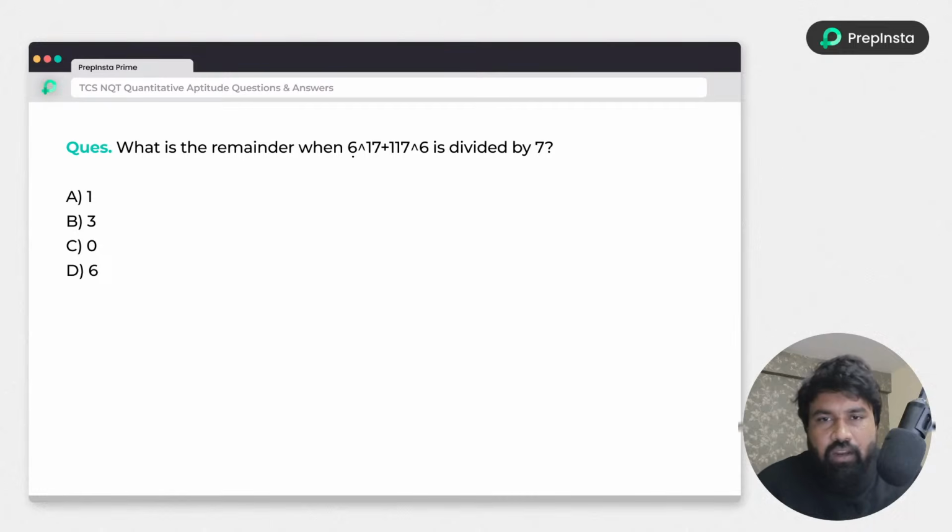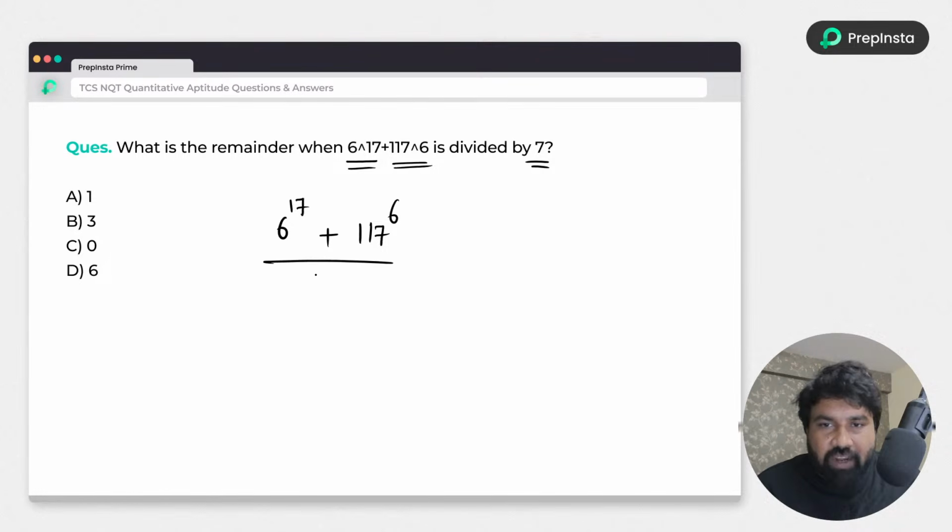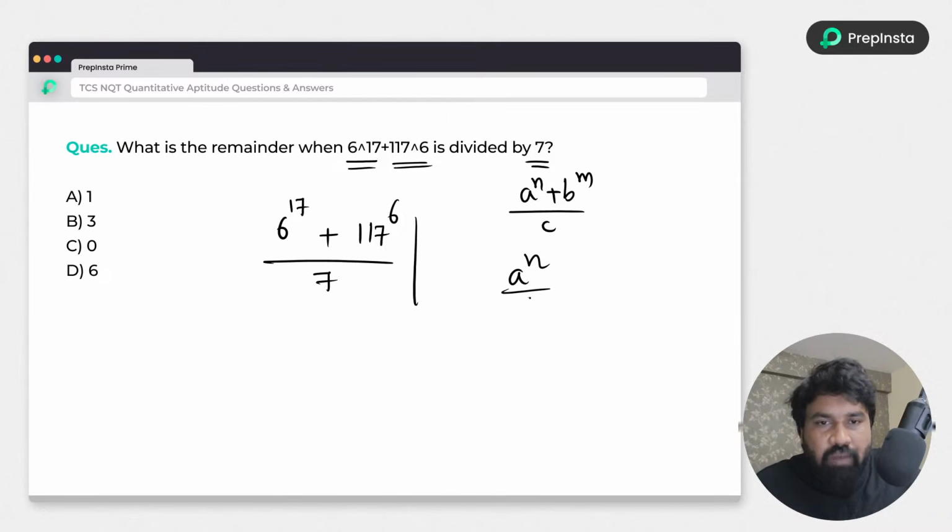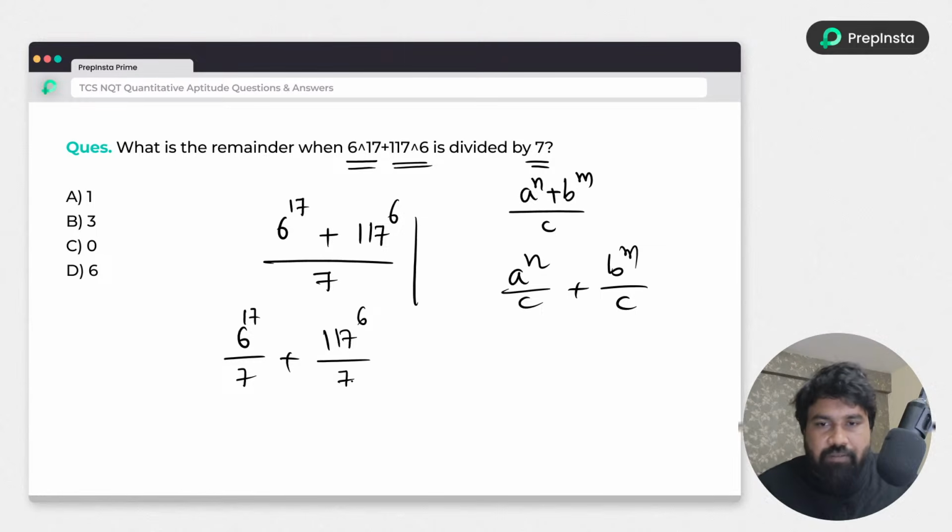Guys, just look here. When you divide these numbers by 7, what will be the remainder? So 6 power 17 plus 117 power 6. If you divide by 7, what is the remainder? Yes, remember, when you have a power n plus b power m divided by c, you can write a power n by c plus b power m by c. So I will write 6 power 17 divided by 7 plus 117 whole power 6 divided by 7.